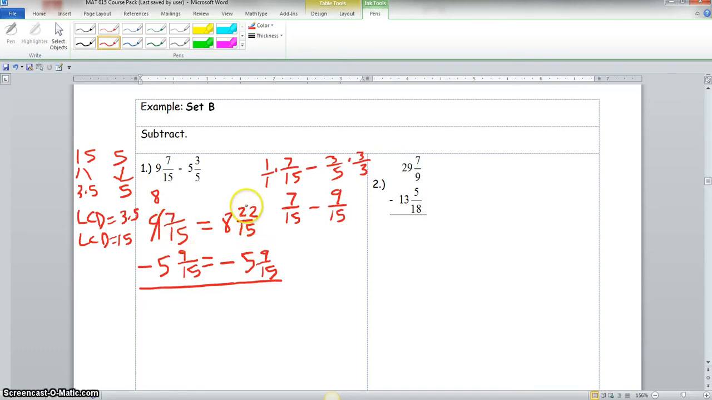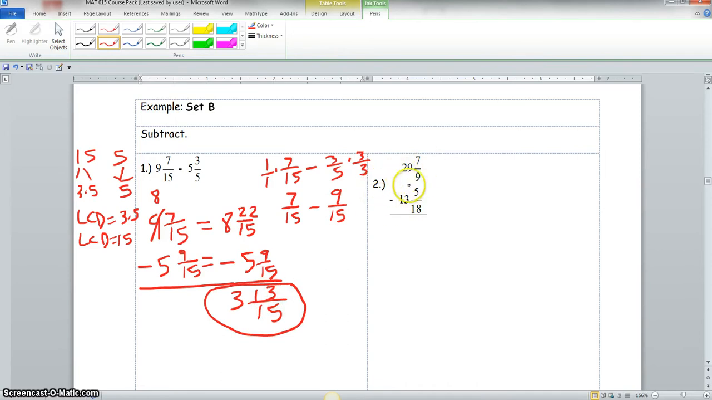Now, our first fraction is larger than our second fraction. So now we can subtract. 22 over 15 minus 9 over 15 is 13 over 15. And 8 minus 5 is 3. So our final answer here is 3, 13 over 15.